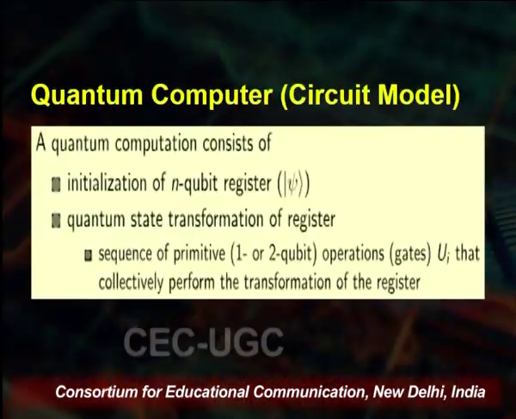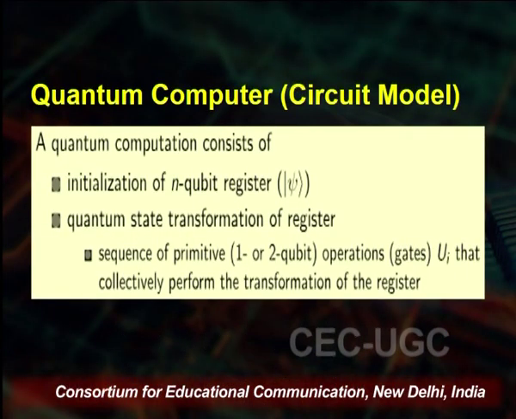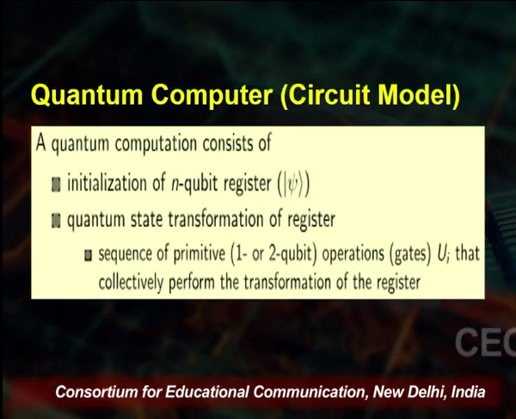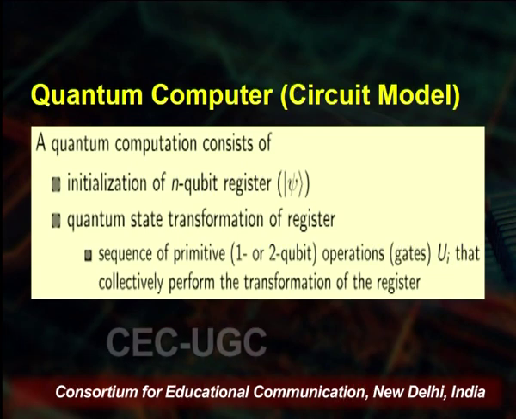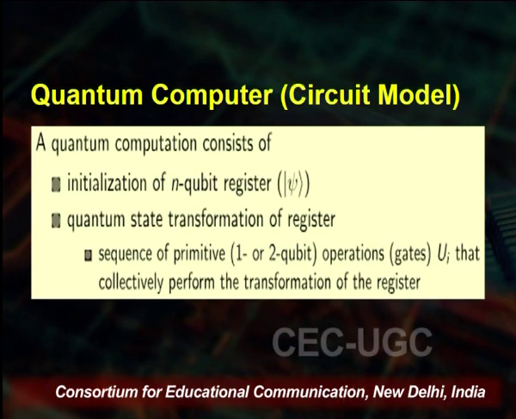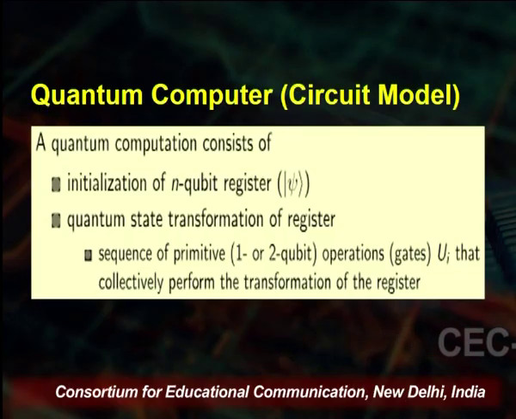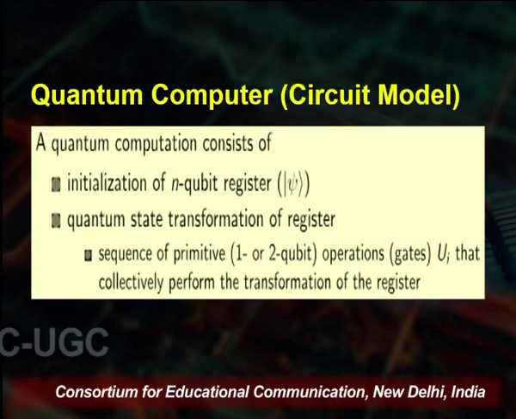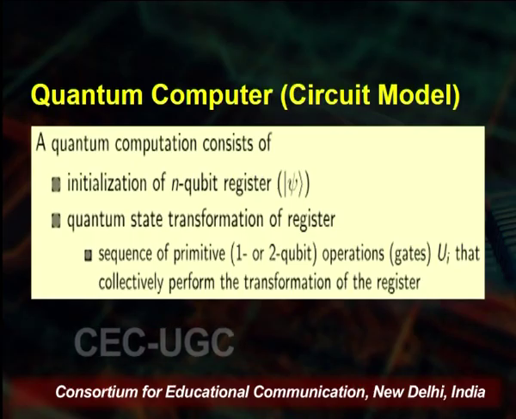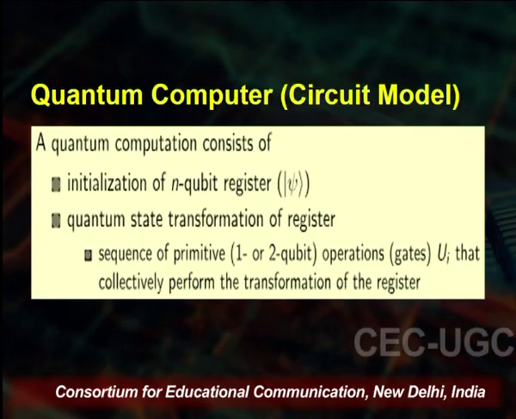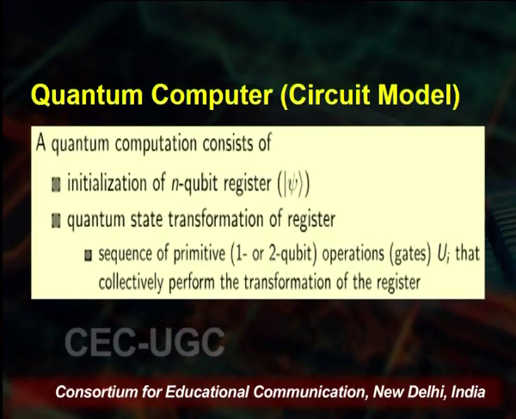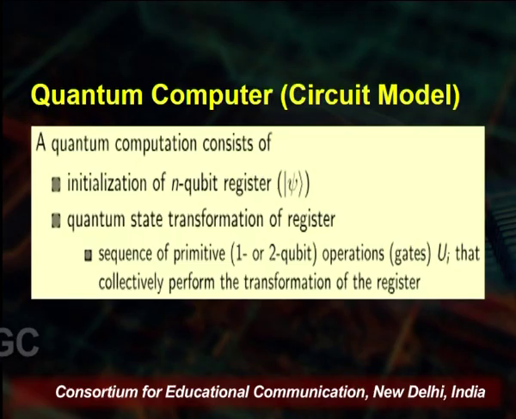Quantum computation consists first of the initialization of the n-qubit register, that is defined by psi. You can see the psi symbol here. Another part is the quantum state transformation of the register, which is a sequence of primitive operations, meaning one- or two-qubit operations that use gates, defined by U, that collectively perform the transformation of the register.